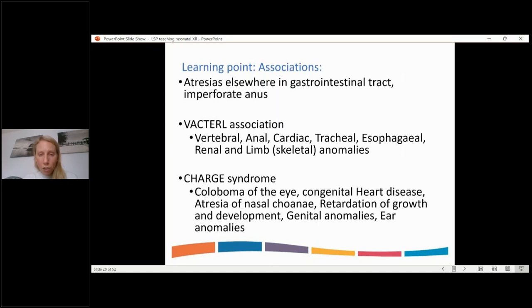And the other one is CHARGE syndrome. So they get coloboma of the eye. Same thing, look for a murmur and an echo for congenital heart disease. They can also have atresia of the nasal choanae. They would be small when you plot their weight, length, and head circumference, and they can be associated with genital anomalies and ear anomalies. So when you admit these babies, it is important that you're looking for these associations.